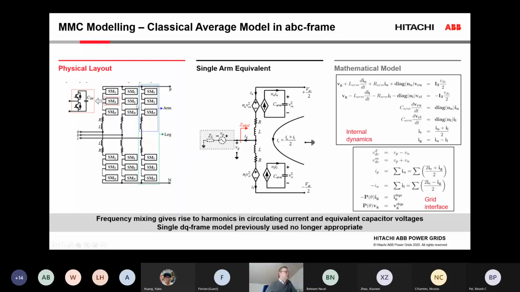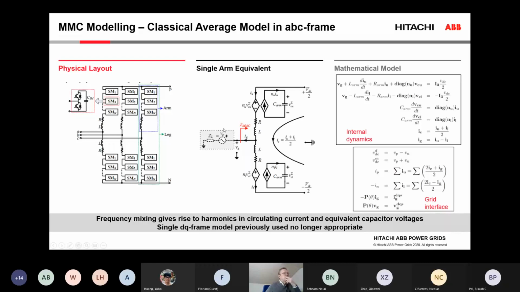The first step in modeling this is that you can create what we call a single arm equivalent of these stacks. Basically, this is a representation of each phase in the MMC converter. You can model it with a controlled voltage source and a capacitor that is charging or discharging, depending on how many cells are inserted in each stack. And the number of cells you insert will then determine the output voltage in that phase.